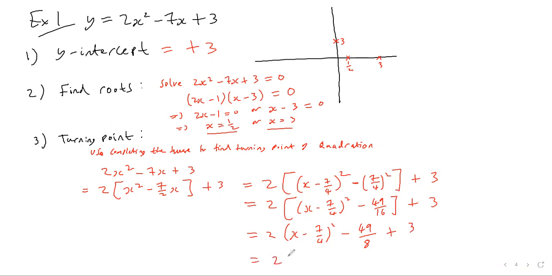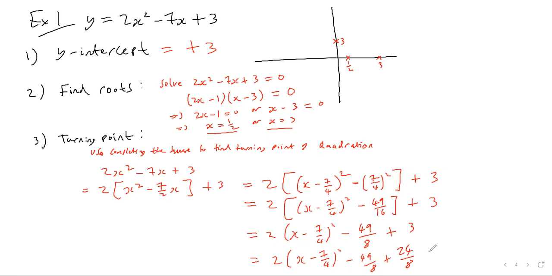Again, I'm just going to tidy this up. So we've got 2 times x minus 7 over 4 all squared, and then minus 49 over 8 plus 3. But that's just the same as 24 over 8. We've now got a common denominator.